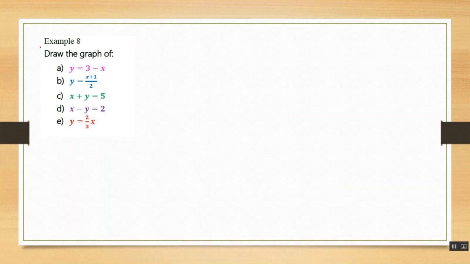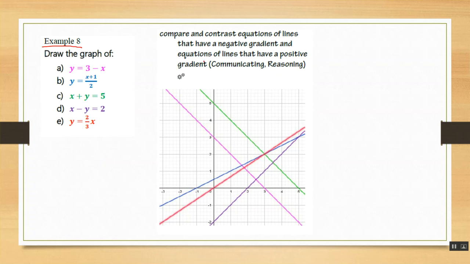Example 8, draw the graph of these graphs. So using GeoGebra, y equals 3 minus x is this line. You'll notice that it crosses through 3, and that's not a surprise because we have 3 here. Minus x means that every time we go down one, we go across one. The gradient is minus 1.